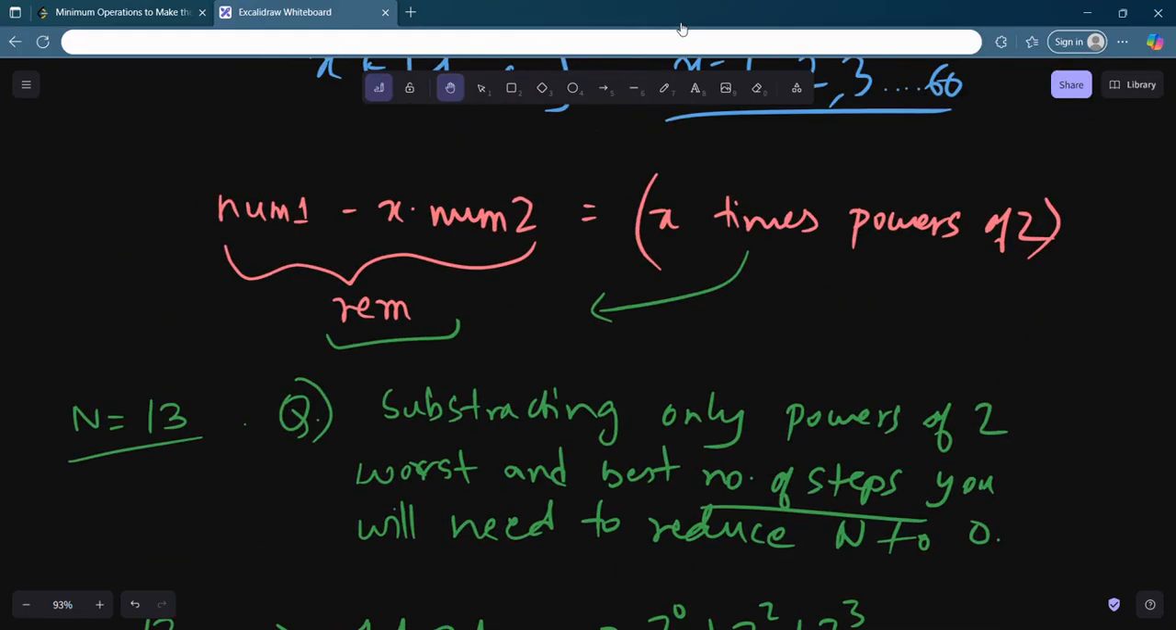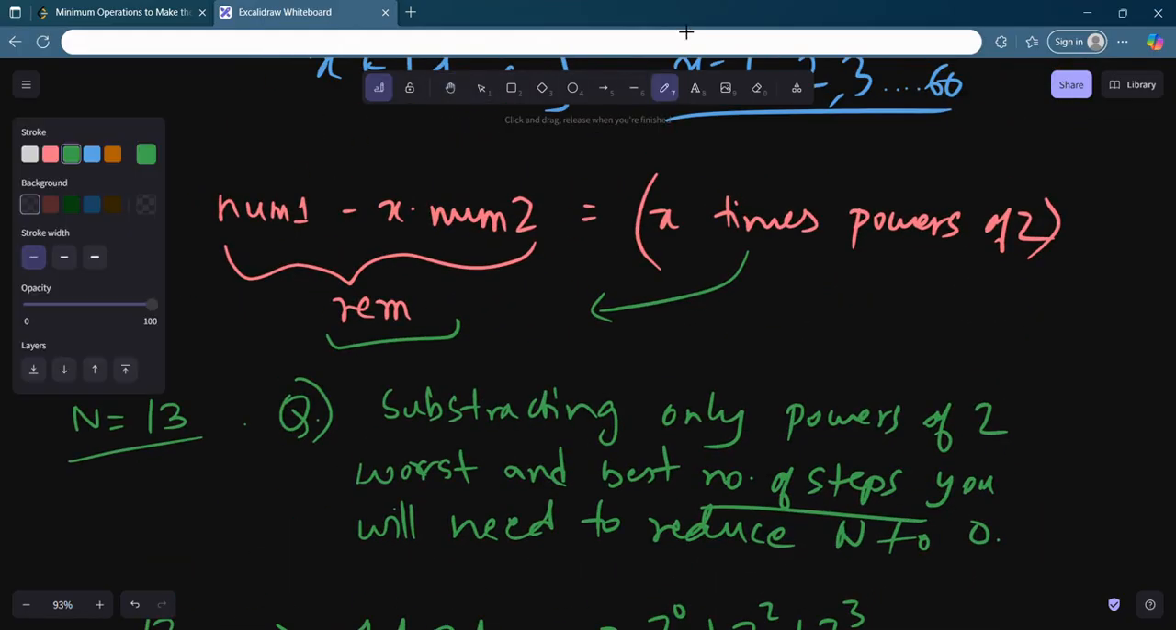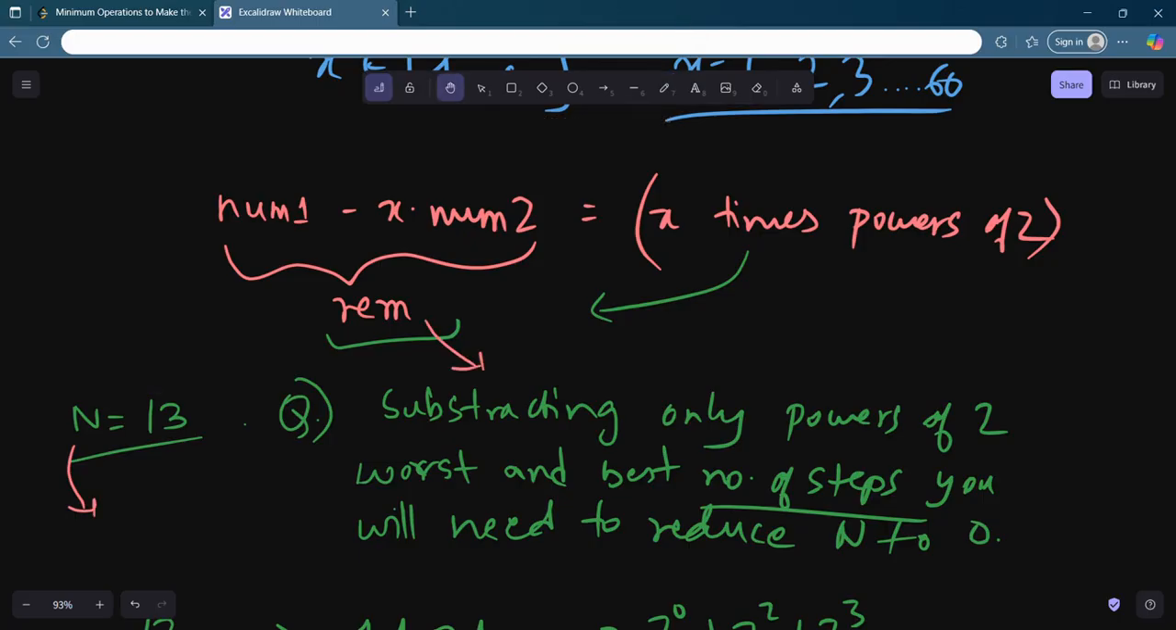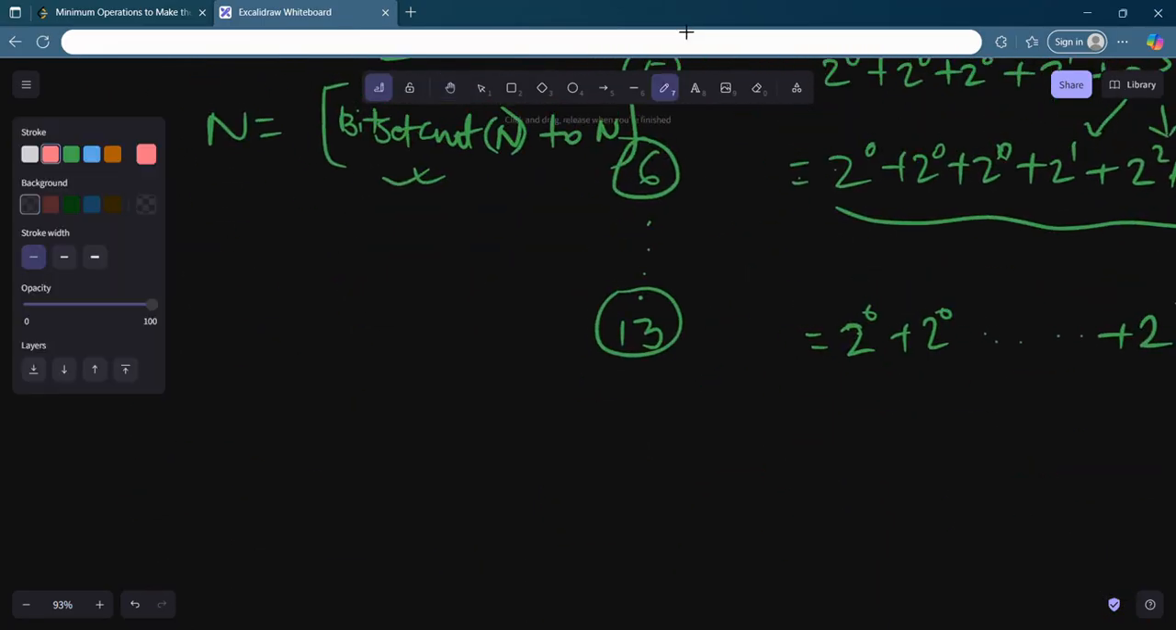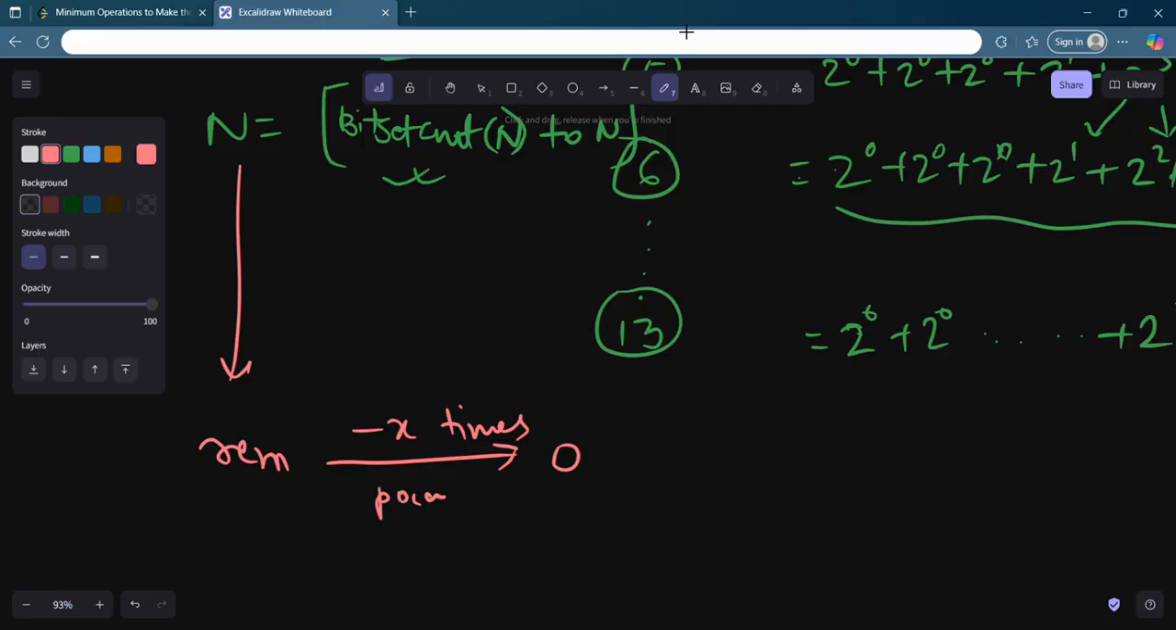Now what was the point of all of these things? Now you see my former problem is something like this. I don't have an n, but I have a remaining which I want to subtract x times powers of 2, exactly x times powers of 2. So instead of this n, I have remaining now. I want to reduce it to 0. In the same way I have reduced it to n, subtracting x times powers of 2. Now what can be the range of x?